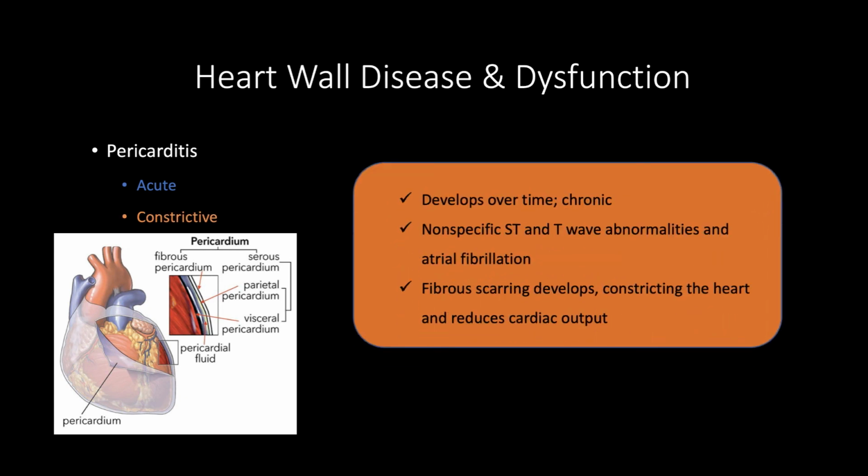The constrictive pericarditis, this is something that develops over time. The pericardium gets stiffer and harder. You'll see some non-specific ST and T wave abnormalities and even atrial fibrillation. But the pericardium gets really fibrous and scars up, so it constricts the heart that way. It's not necessarily a fluid buildup, but it's really stiffening of the pericardium, and it really affects cardiac output.